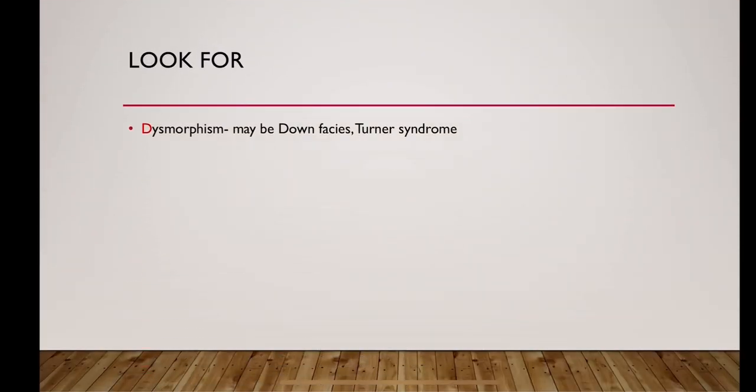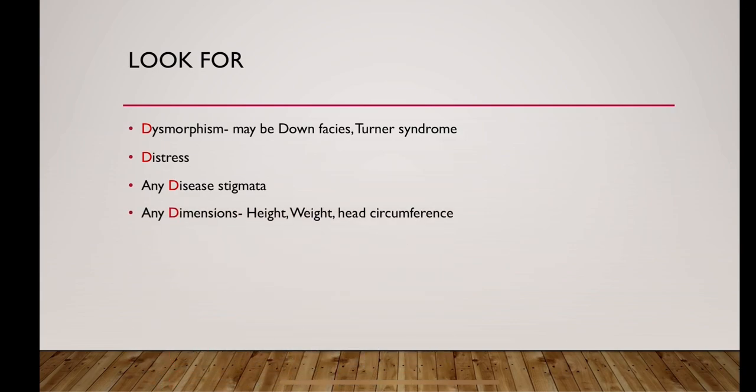Look for any dysmorphism, whether the child is having any specific faces like Down faces, Turner syndrome faces or not. Look for any distress or not, and any disease stigmata is present there or not. Then measure height, weight and head circumference and look at the surrounding. Spot the devices and any drugs around there or not.